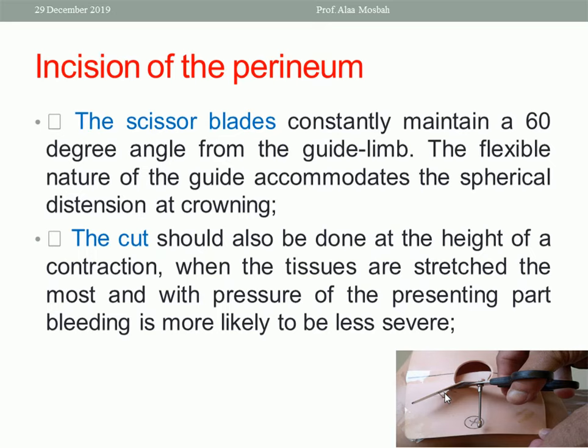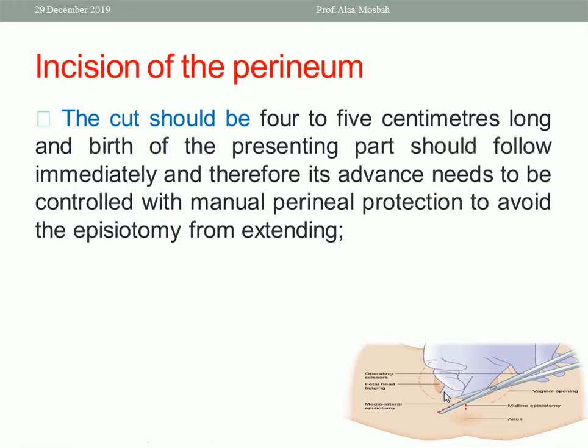be less severe. So during contraction and stretch of the perineum, the bleeding is less. The cut should be 4 to 5 centimeters long, and delivery of the presenting part should follow immediately, and therefore its advance needs to be controlled with manual perineal protection to avoid the episiotomy from extending.